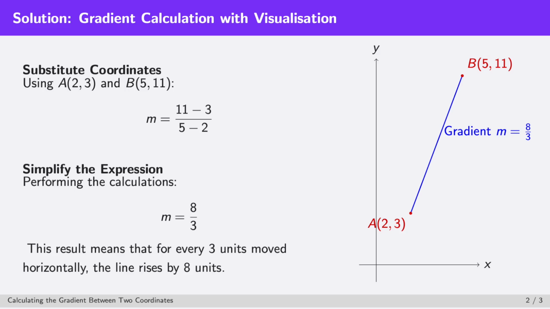In simpler terms, this result, 8 over 3, means that for every 3 units we move horizontally along the x-axis, the line rises by 8 units up the y-axis. So the gradient is essentially telling us how steep this line is.